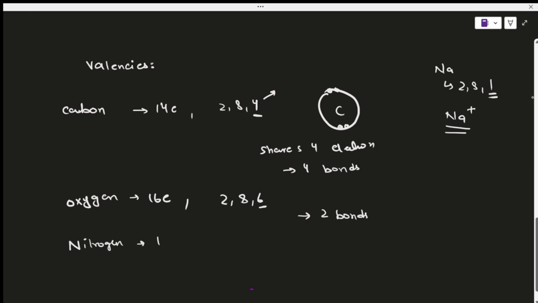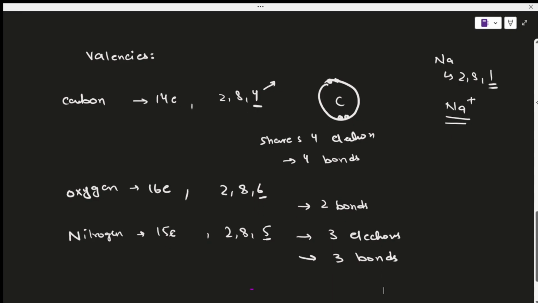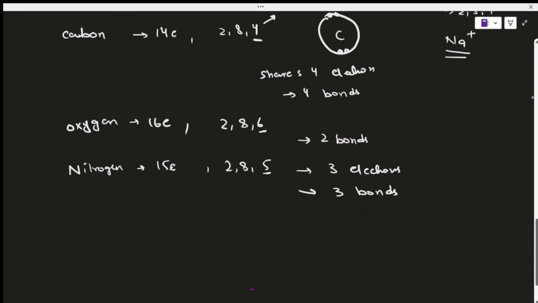Nitrogen has 15 electrons. So the electronic configuration is 2, 8, 5. So how many electrons does it need in the outermost shell? It needs 3. So it shares 3 electrons, and that corresponds to the idea of nitrogen making 3 bonds.